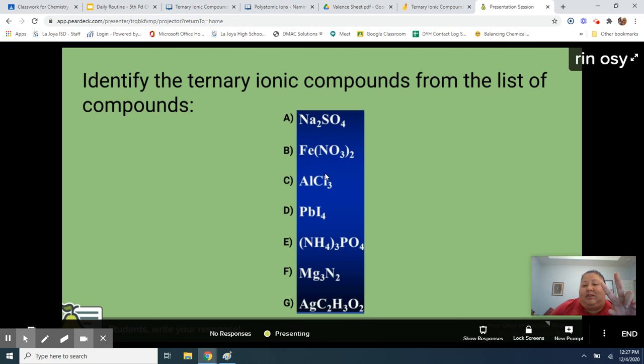The rest are considered binary. They only have two elements. Letter C, two capital letters, two elements. Again, letter D, two elements, lead and iodide. Letter F, magnesium and nitrogen. Those are binary. Everybody else is ternary.